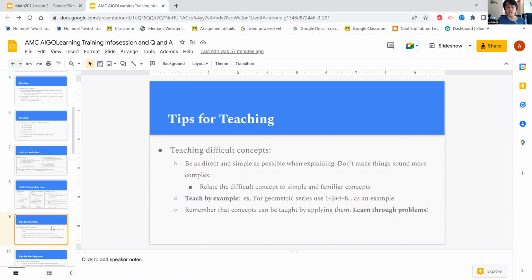So the overall goal here is don't confuse the students. Try to keep things as simple as possible. And the way you can do that is by teaching by example. For example, when you're discussing geometric series, you can use the simple 1 plus 2 plus 4 plus 8 all the way up to some number like 16 as an example. Most people find that when you have an example, you grasp the concept much easier.